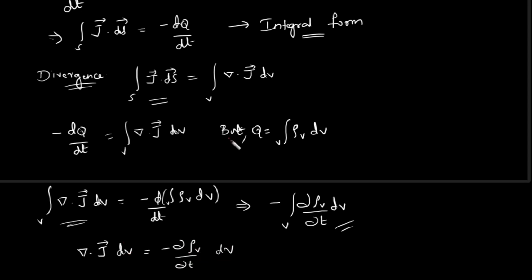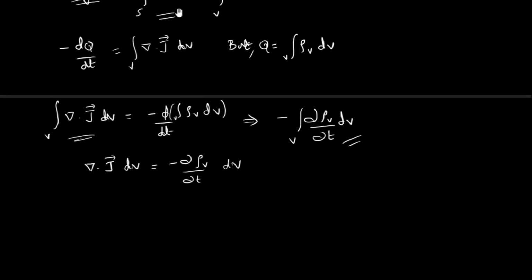Now this dv can cancel mathematically, and I can easily write the divergence of J. So the divergence of J, del dot J, is minus ∂rho v by ∂t. So if you calculate how my volume charge density varies with respect to time, then I can find the divergence. Basically, this is the point form of the continuity equation.